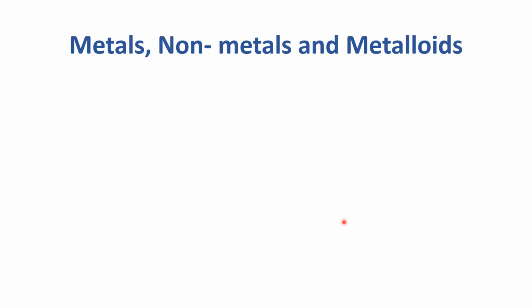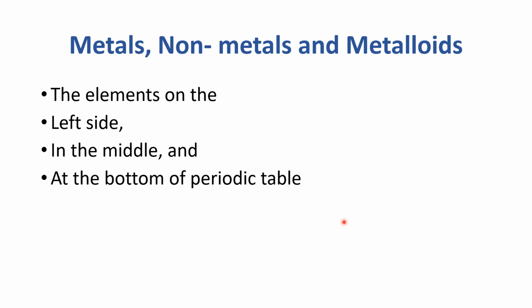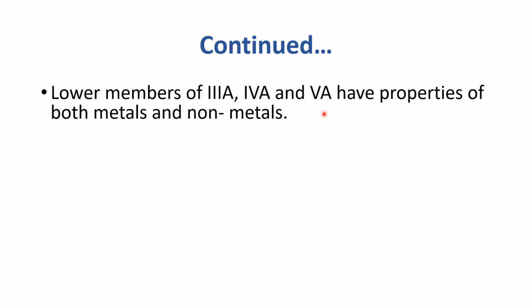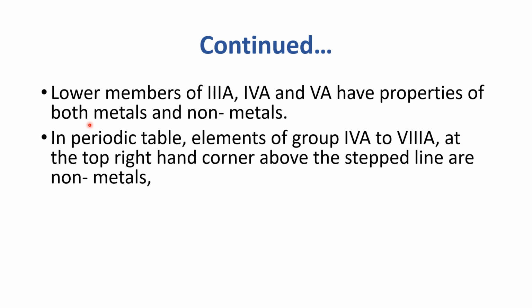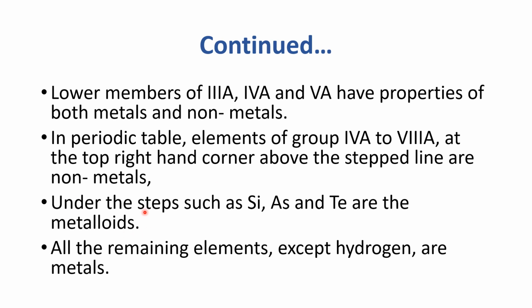There is another division in the periodic table. The elements on the left side, the middle, and at the bottom of the periodic table are metals. While lower members of 3A, 4A, and 5A have properties of both metals and non-metals. In the periodic table, elements of group 4A to 8A at the top right hand corner above the step line are non-metals, while under the steps are the metalloids. All the remaining except hydrogen are metals.